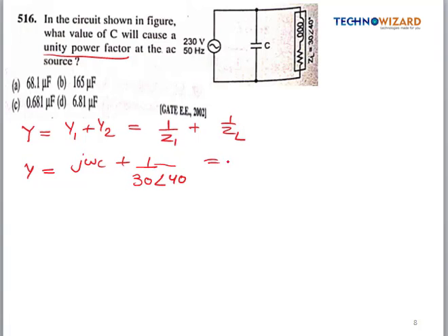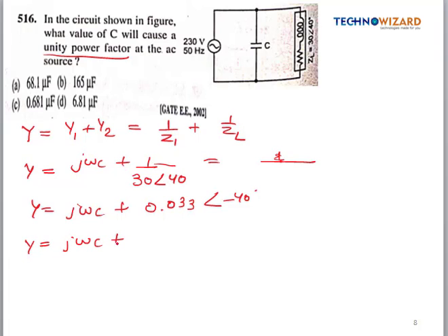So Y is equal to j omega C plus 1 by 30, which is 0.033, and the 40 will go in the numerator, it will become -40. So now let's expand this. We are getting the value of Y as j omega C plus 0.033 cos 40, since cos -40 is cos 40, but sin -40 is minus sine, so this will be minus j 0.033 sin 40.